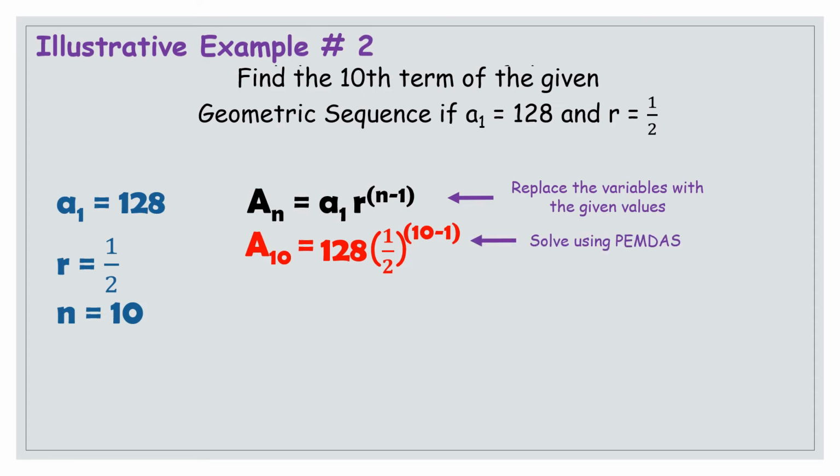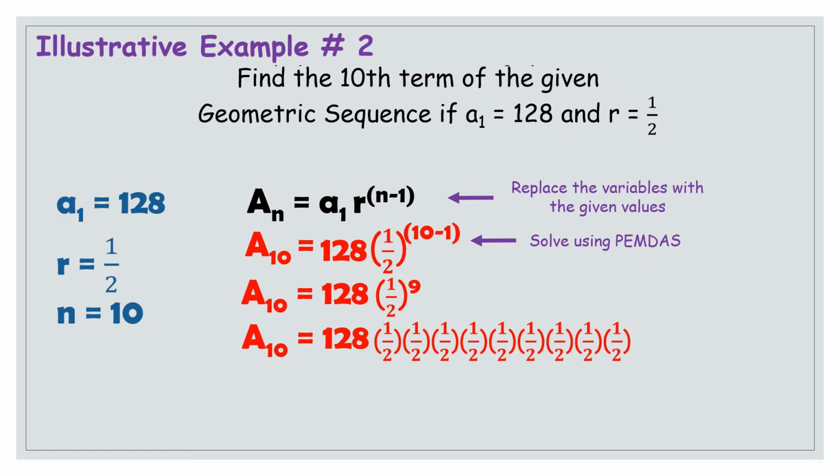After this, all we have to do is solve this using PEMDAS. So we will have a sub 10 is equal to 128 times 1/2 raised to 9, which is 10 minus 1. Then we're going to expand the exponents. So we will have a sub 10 is equal to 128 times 1/2 times 1/2 times 1/2 times 1/2 times 1/2 times 1/2 times 1/2 times 1/2 times 1/2. So that is expanding 1/2 raised to 9. All we have to do is simplify it further.